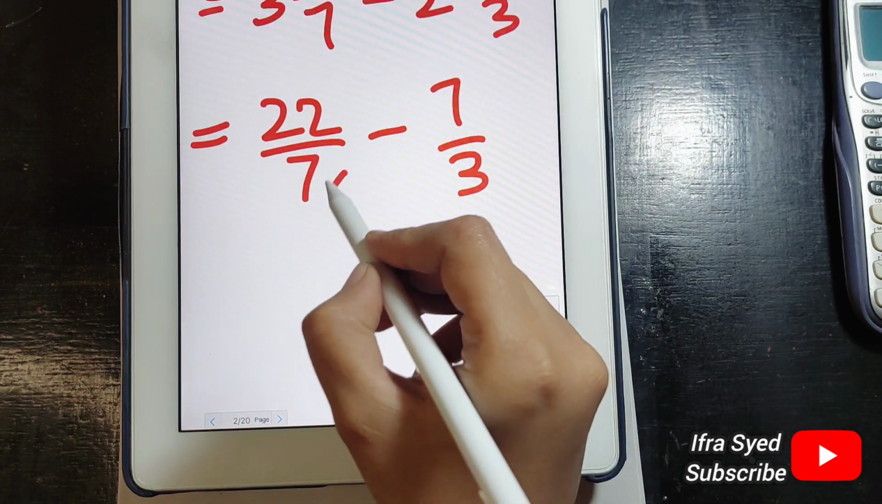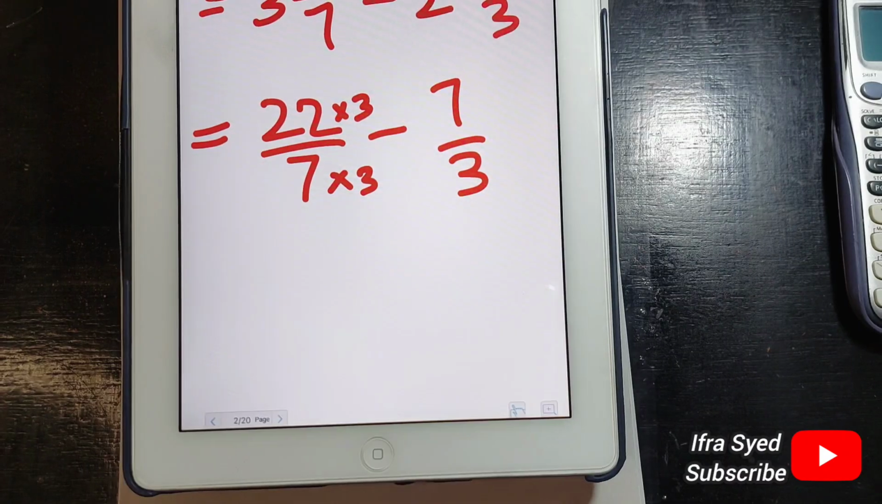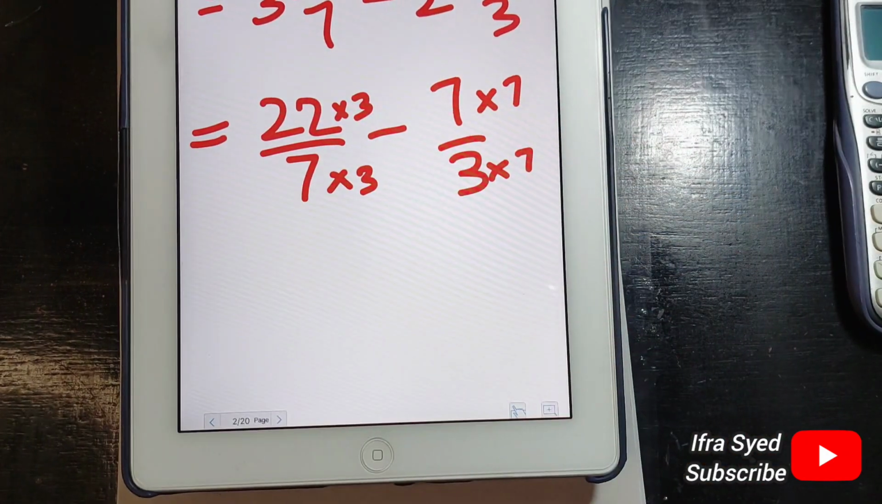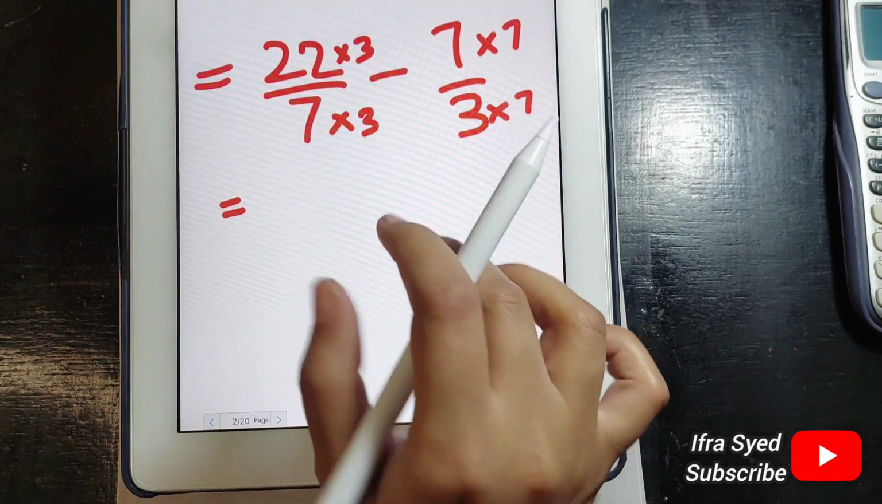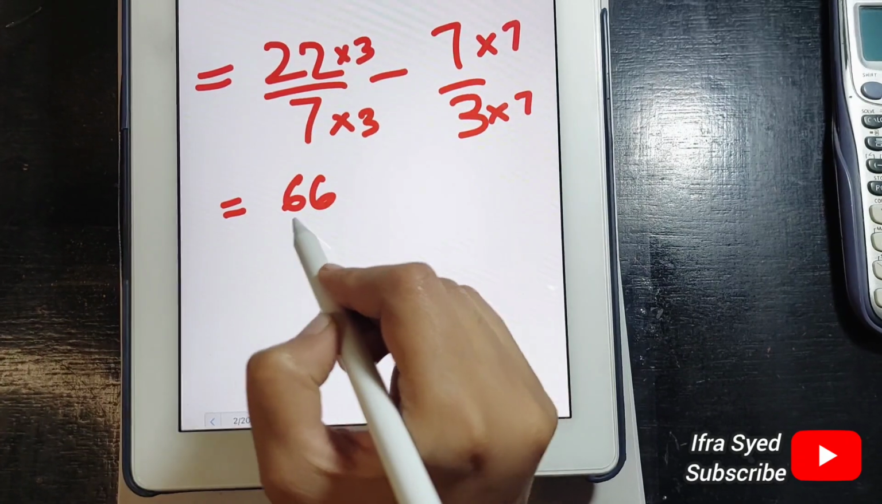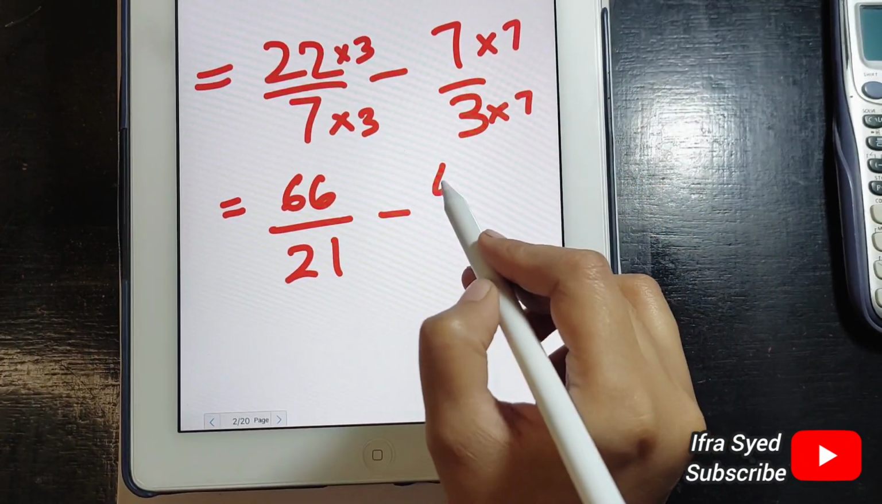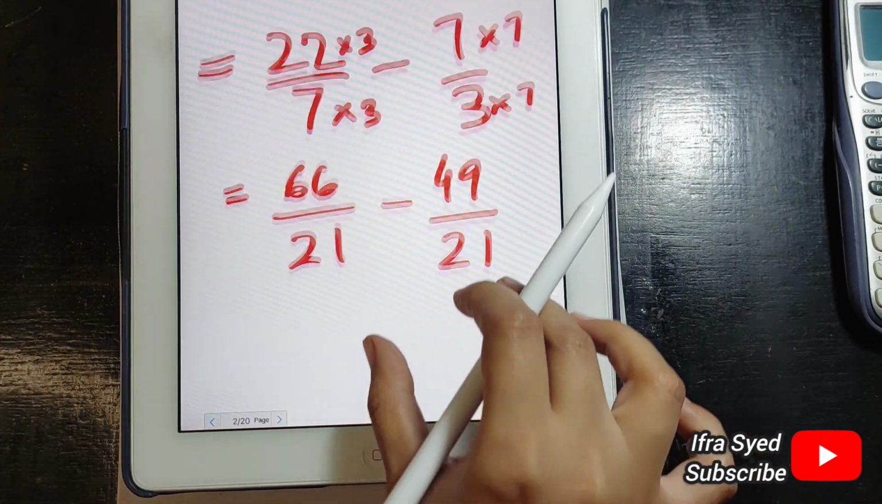So that's why I'm multiplying 3 to the denominator and numerator of the first fraction, and I'm multiplying 7 with the second fraction, with its numerator and denominator also. So 22 into 3 is equals to 66, and 7 into 3 is equals to 21, minus 7 into 7 is equals to 49, divided by 3 into 7 is equals to 21.